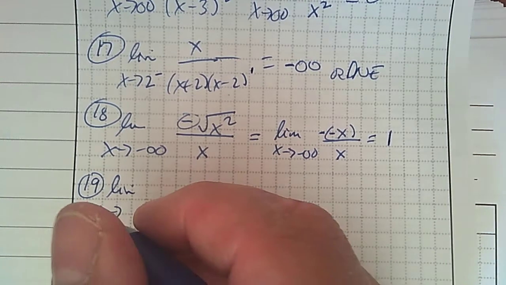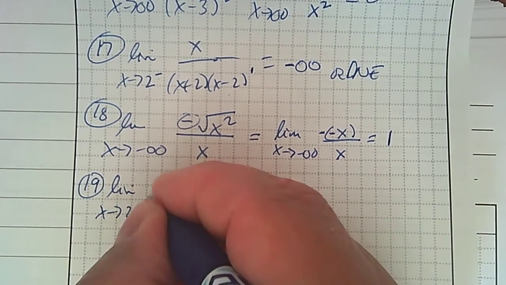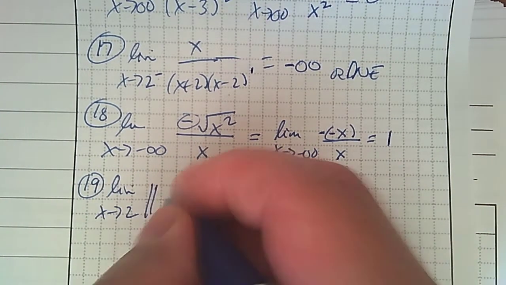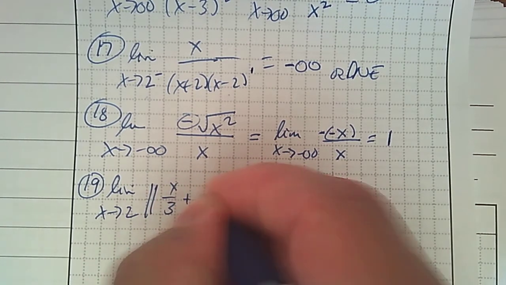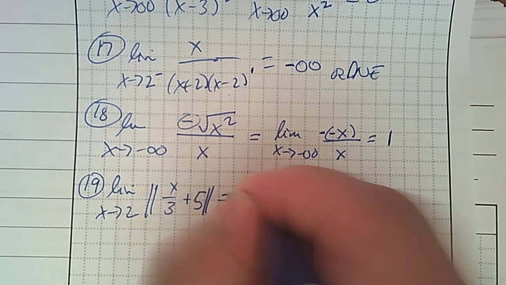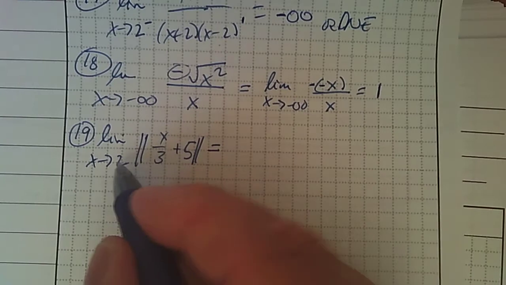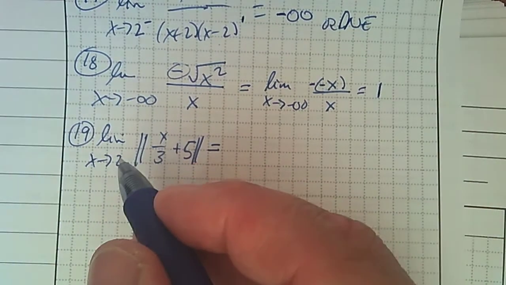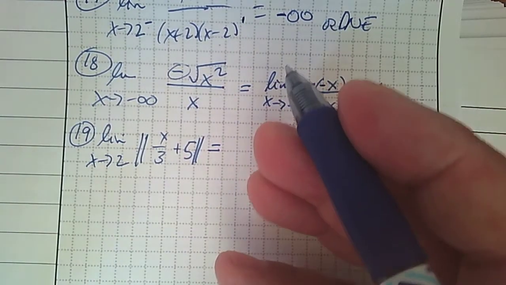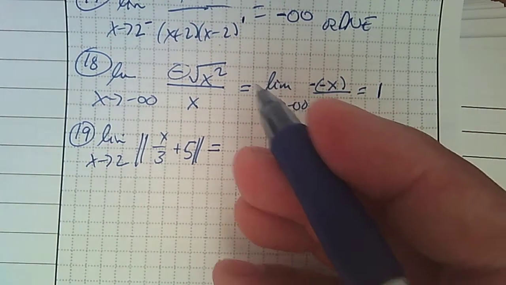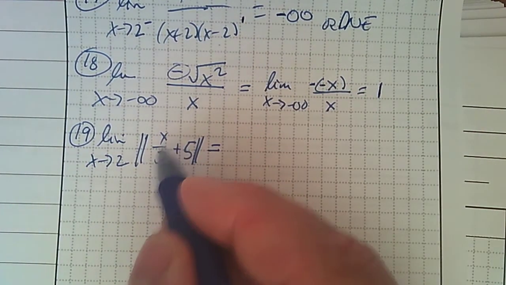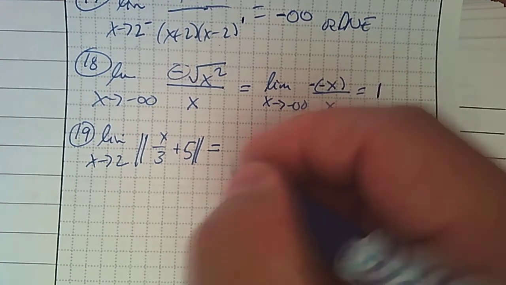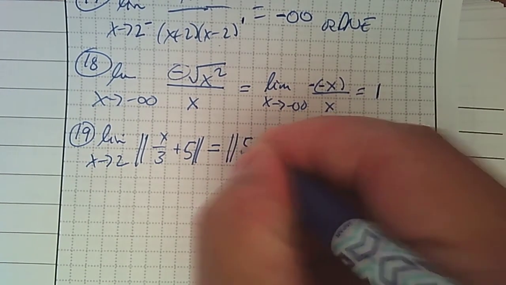So 19, the limit as x approaches 2, you know I love my step functions, x divided by 3 plus 5. So for this step, recognize when you plug in, if the answer is an integer, then there's a jump there and the limit doesn't exist. But when you plug 2 in here, 2/3 plus 5, what you're really looking at is this.